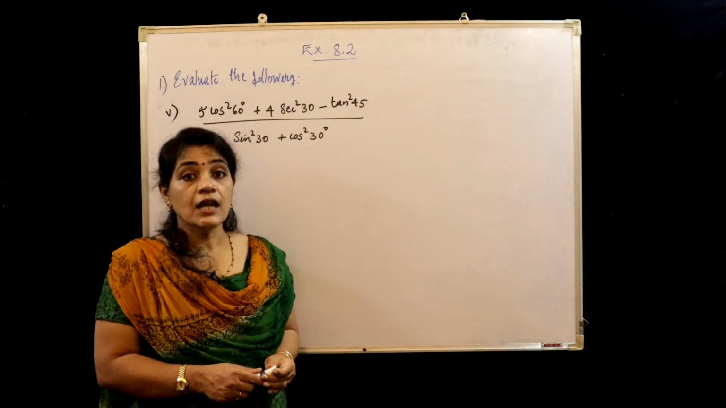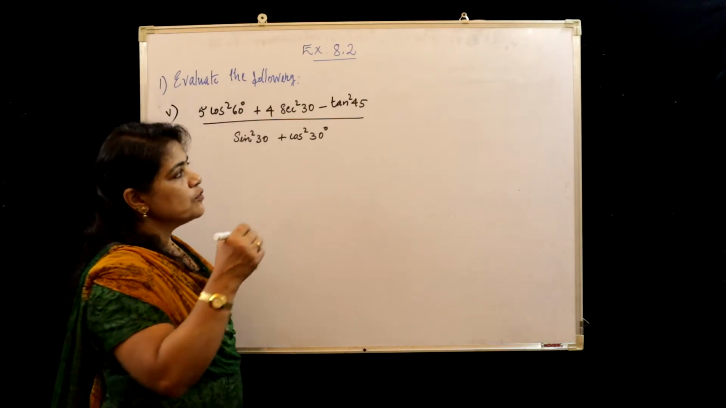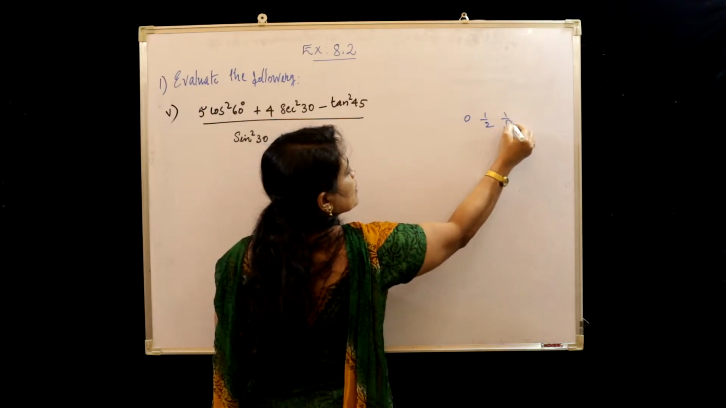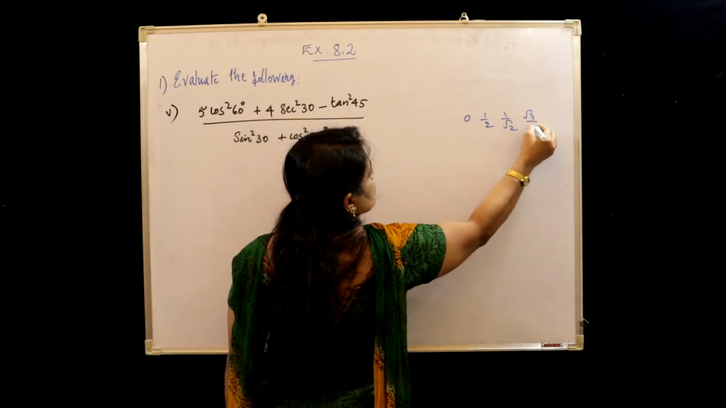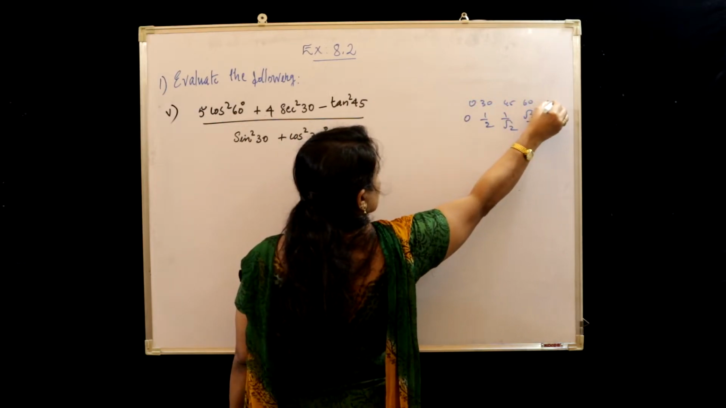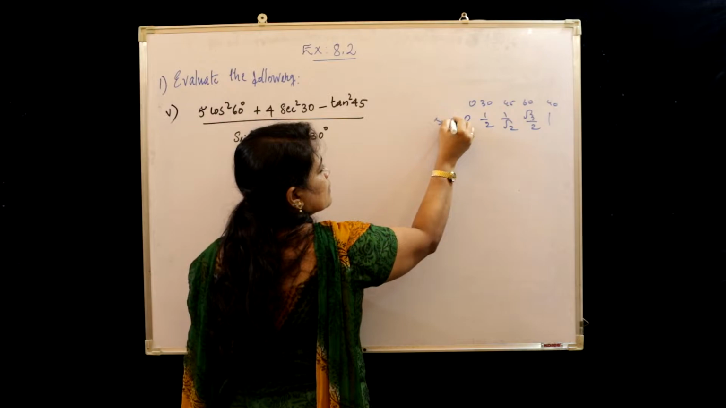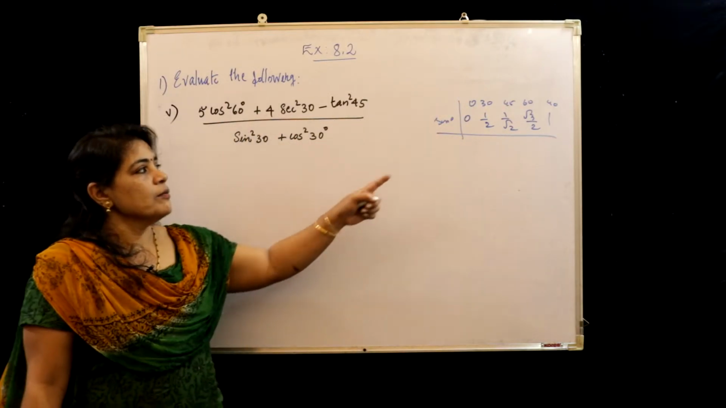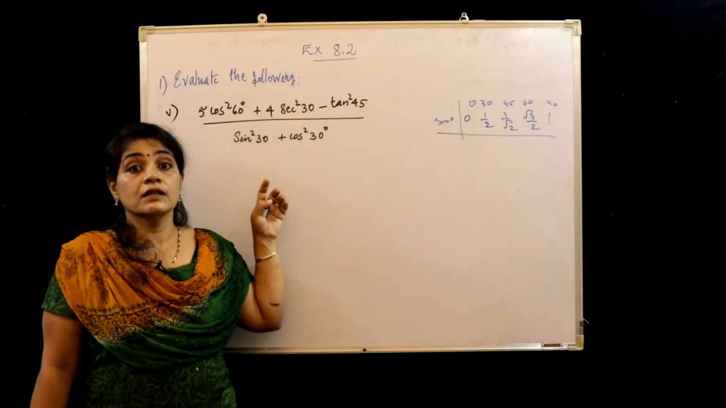For that we know that the first row will help you to find out the values easily, that is 0, 1 by 2, 1 by root 2, root 3 by 2 and 1. This is 0, 30, 45, 60, 90 and this is sine, sine theta. Yes, how can this be applied over here without any mistake?